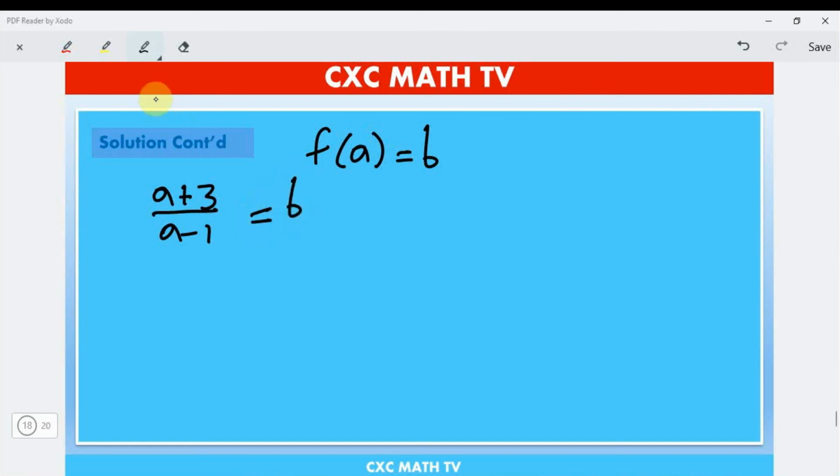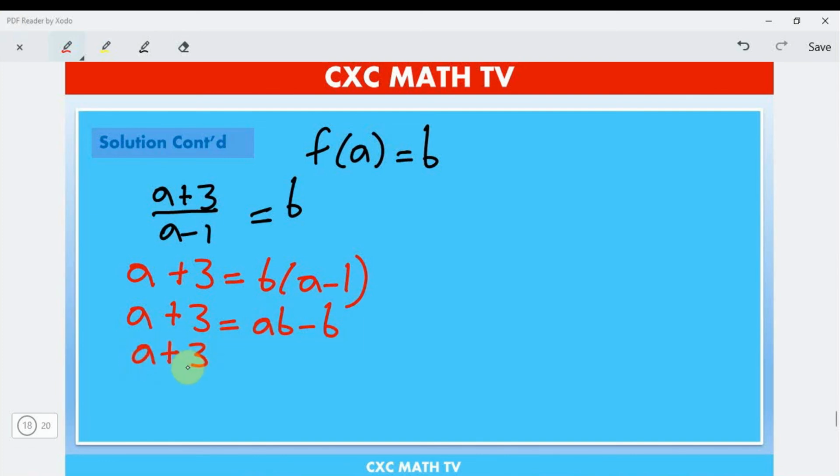Now what we're going to do is make a the subject. Making a the subject, we get a plus 3 is equal to b times a minus 1. This simplifies to a plus 3 is ab minus b. We can bring over the ab to have minus ab, and bring the 3 over there to have minus 3 minus b.